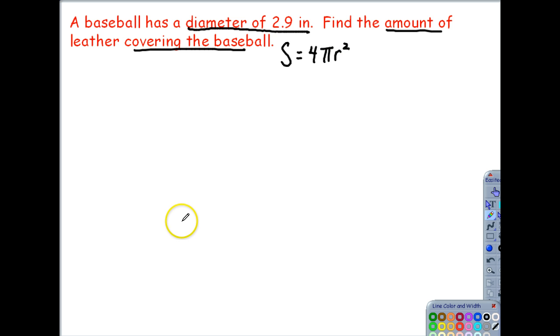So do they give you the radius? They do not give us the radius, but they do give us the diameter, which will allow us to find the radius. And what do we do with that diameter to find the radius? We take half of it. So to find the radius, we're going to just do 2.9 divided by 2. So what's the radius? The radius will be 1.45. So I'm just going to put that into my formula.